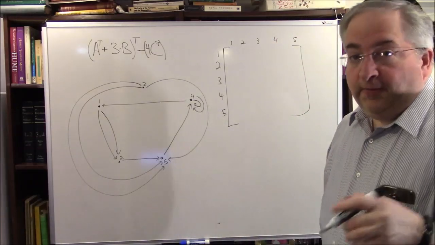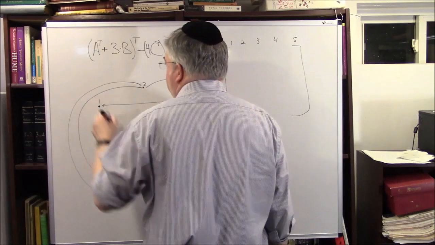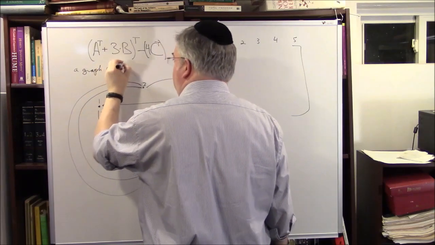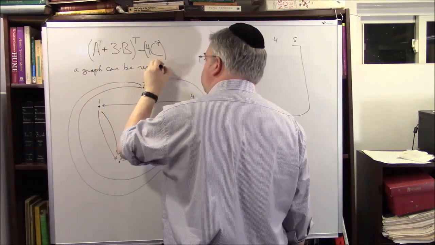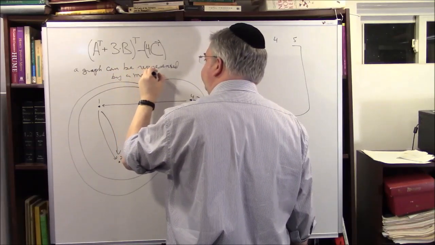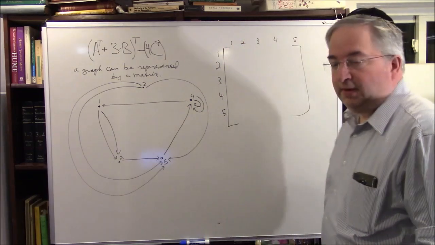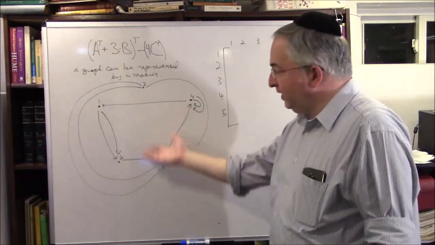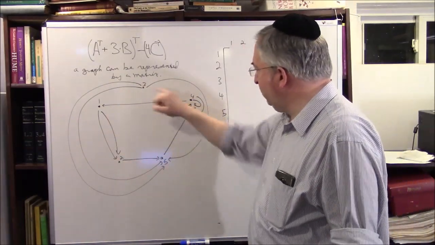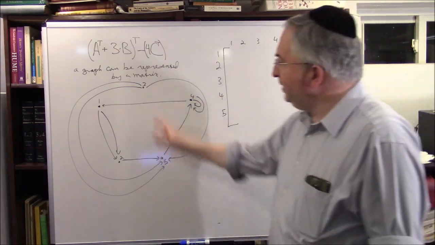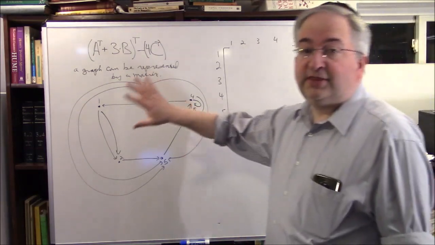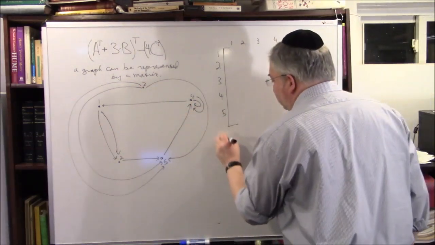Okay, great. One other concept from this section. A graph can be represented by a matrix. The best way to see it is with an example. Here's a graph with 5 points, 1, 2, 3, 4, 5, and many edges going from here to there. You can represent this graph by what's called an adjacency matrix.